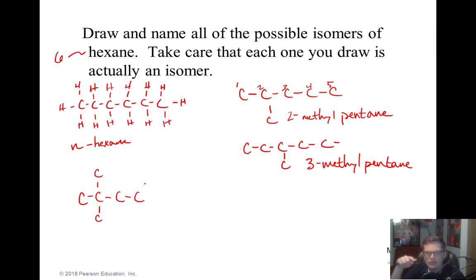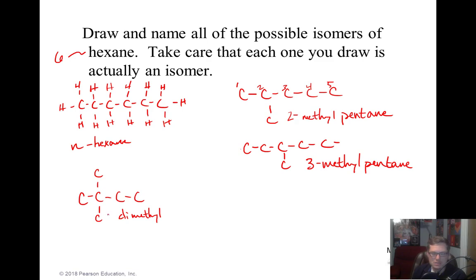All right, now we have to figure out how to name this. The longest carbon chain here is 4, right? 1, 2, 3, 4. And now we have to name our substituents. Off this carbon, we've got a methyl and a methyl. So we've got 2 methyls, so it would be a dimethyl. Remember, if there are 2 of the same substituent, we call it di. Now we have to figure out the numbers. If we name it from right to left, we go 1, 2, 3, 4, so it would be 3-dimethyl. If we name it from left to right, 1, 2, 3, 4, it would be 2-dimethyl.